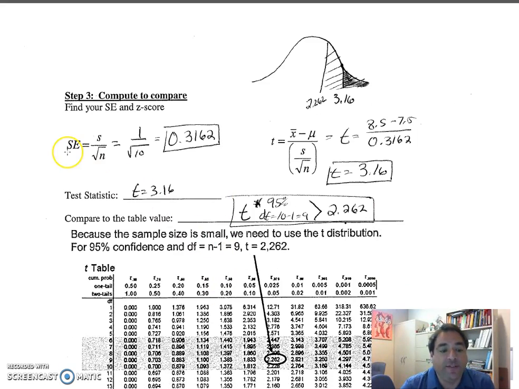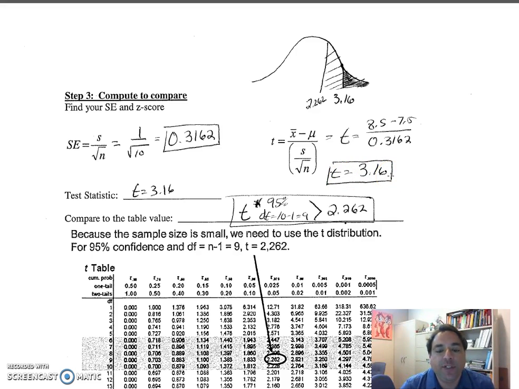In order to work it out, we'd find our SE first. So it's S divided by square root of n. 1 divided by square root of 10 is 0.3162. Again, practice, practice. Then we do x bar, 8.5, minus 7.5, divided by our SE, which is 0.3162, to get our t of 3.16. Now, normally we go to the table and we look it up to find our p-value.